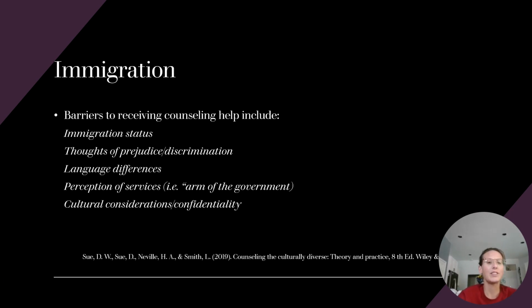There is hesitation from thoughts of prejudice and discrimination. A family of an immigrant may be discriminated against in their professional life, so who's to say that their child is not being discriminated against in the education system? Language differences, of course, are a huge thing, if not the most basic thing, so please use a translator.